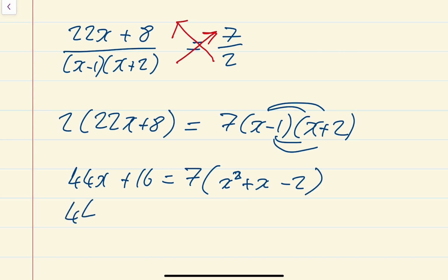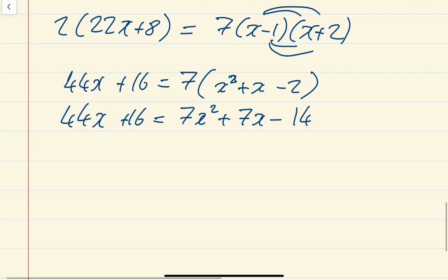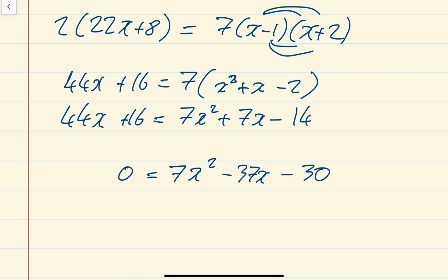And then tidy up again, still a wee bit of multiplying out to do. That's going to be 7x squared plus 7x minus 14. And then we'll bring the 16 across. So you're going to have 7x squared, and sorry, bring the 44 across as well. So that's going to be minus 37x, and then that's going to be minus 30.